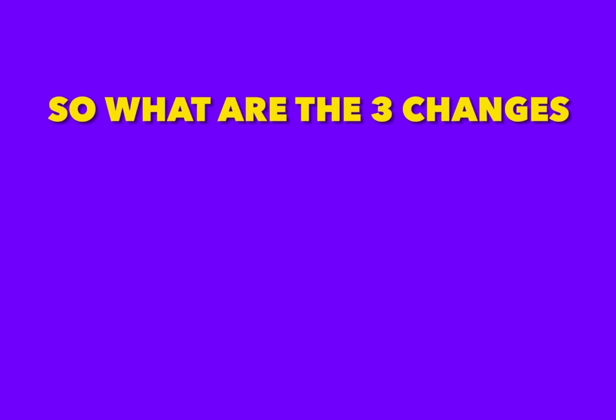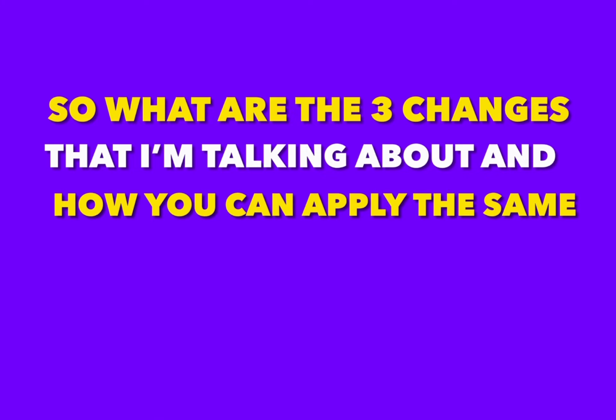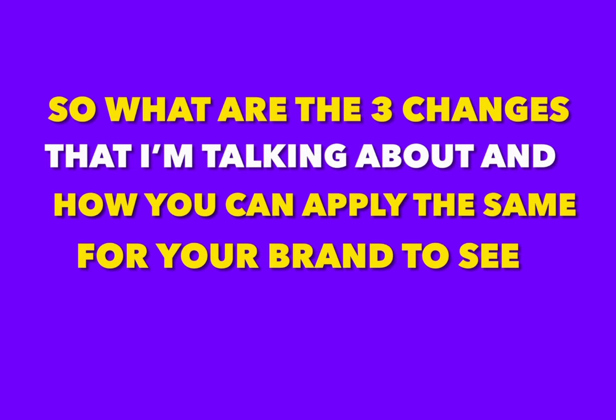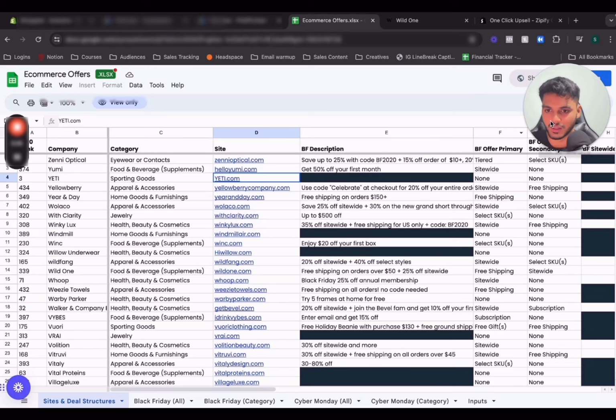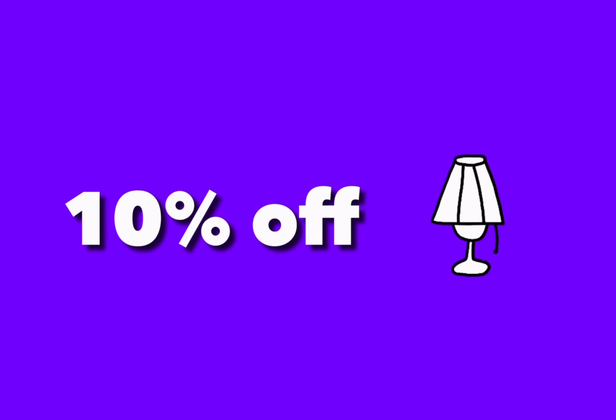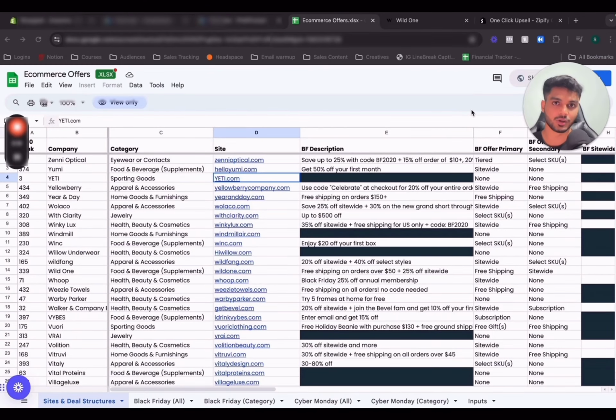So what are the 3 changes that I'm talking about, and how can you apply these 3 changes and get better results? So the number 1 change that we implemented was testing out more offers. Now, the normal get 10% off on your first purchase, get like 20% off on your first purchase, that no longer works. I mean, you can give it a shot, you can try it, but then again your margins get hurt, and most of the times customers expect something new.